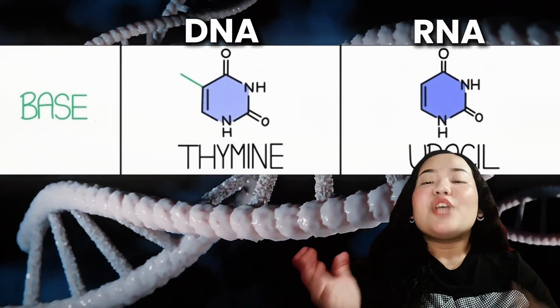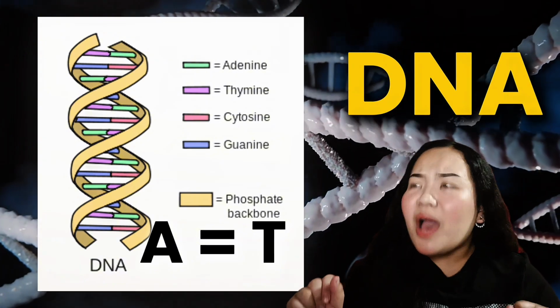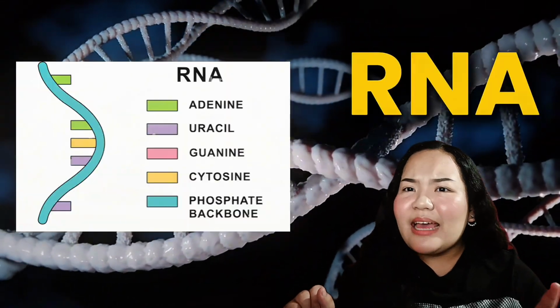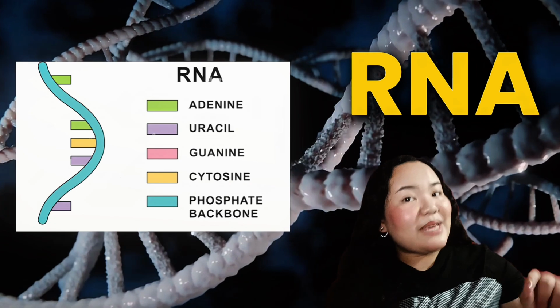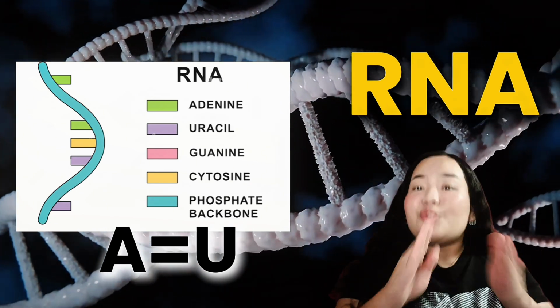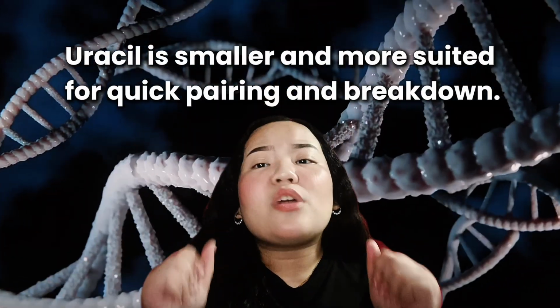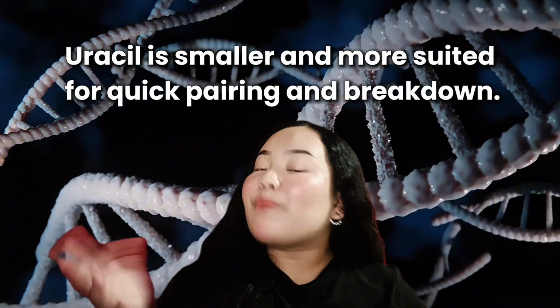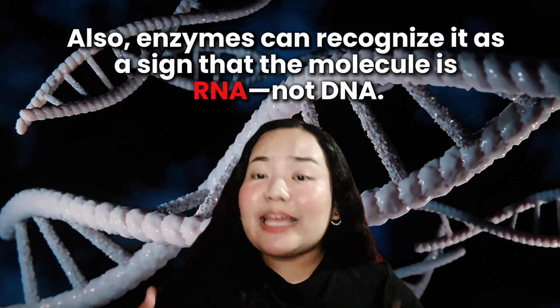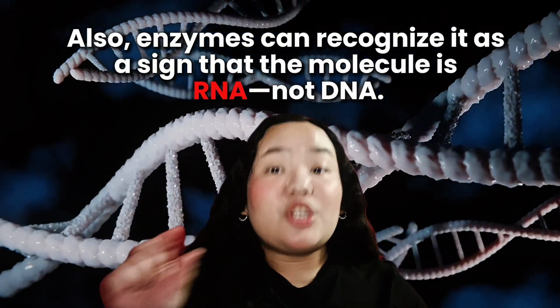DNA uses adenine to thymine, A to T base pairing. But have you wondered about RNA? It actually replaces thymine with uracil. So now we have adenine to uracil, A-U pairing. But why the change, miss? Uracil is smaller and more suited for quick pairing and breakdown. Also, enzymes can recognize it as a sign that the molecule is RNA and not DNA.